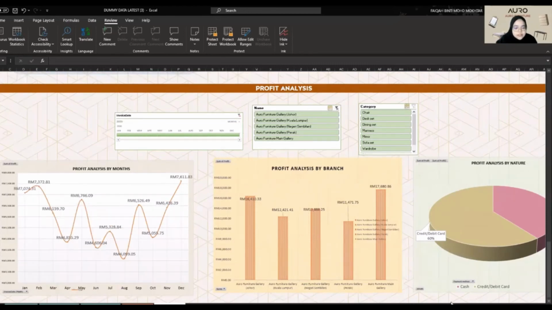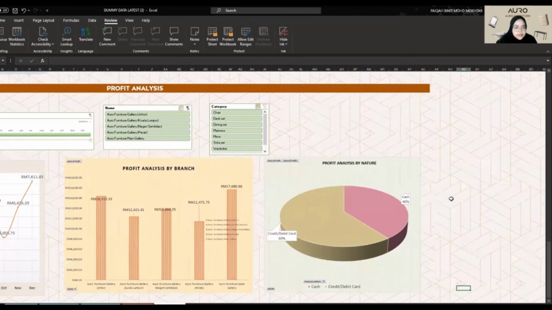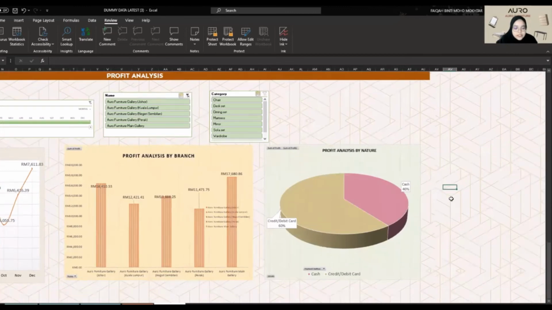Lastly, for the profit analysis by nature, we chose the category of our products and the name of our branches for the slicer to easily interact with any product category or the branch we want to look at. For overall products and branches, our sum of profit is 60% made by credit or debit card payment and 40% made by cash payment.